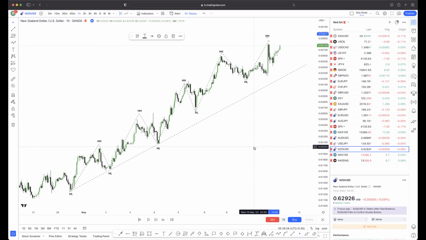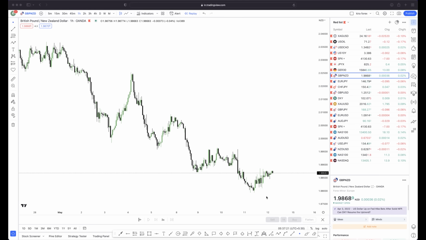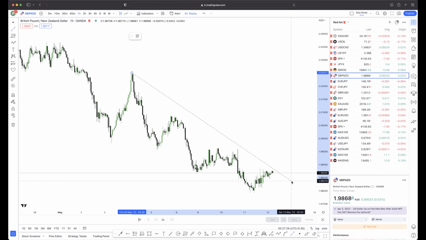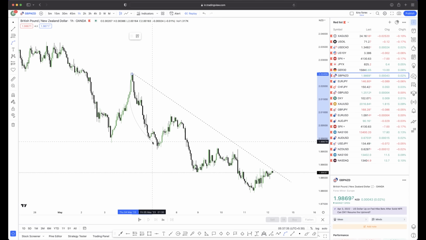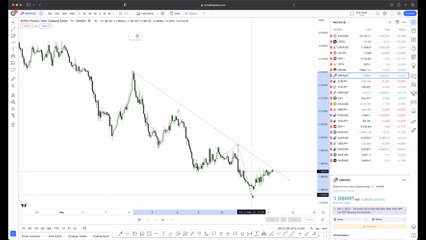So this is an uptrend market. We have a series of higher highs and higher lows. This is very simple. Now let's look at how a bearish structure or a downtrend structure looks on a real chart. Like I said, in a downtrend, we have a series of lower highs and lower lows.